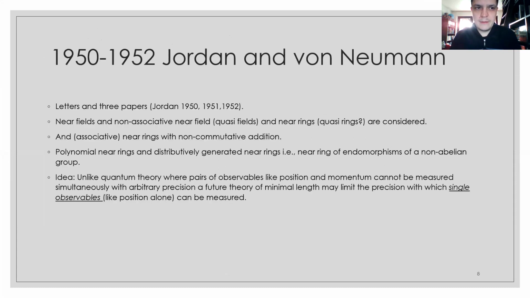Okay, and then between 1915 and 1952, Jordan and von Neumann continued not a collaboration, but they exchanged letters, not emails, normal letters, of course, we were in the 50s, sorry. And Jordan wrote 3 papers where he described the application of one-sided distributive systems in physics. He was interested in near fields, but he was always interested in non-associative systems. This was his pet mathematical theory, everything related to non-associativity. He was also interested in non-associative near fields, quasi-fields, and in near-rings, also non-associative near-rings. And he also worked with near-rings with non-commutative addition.